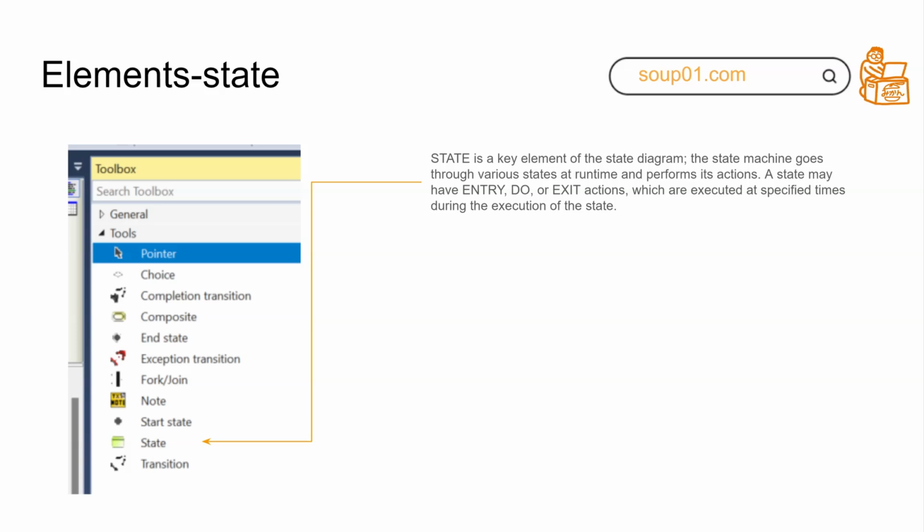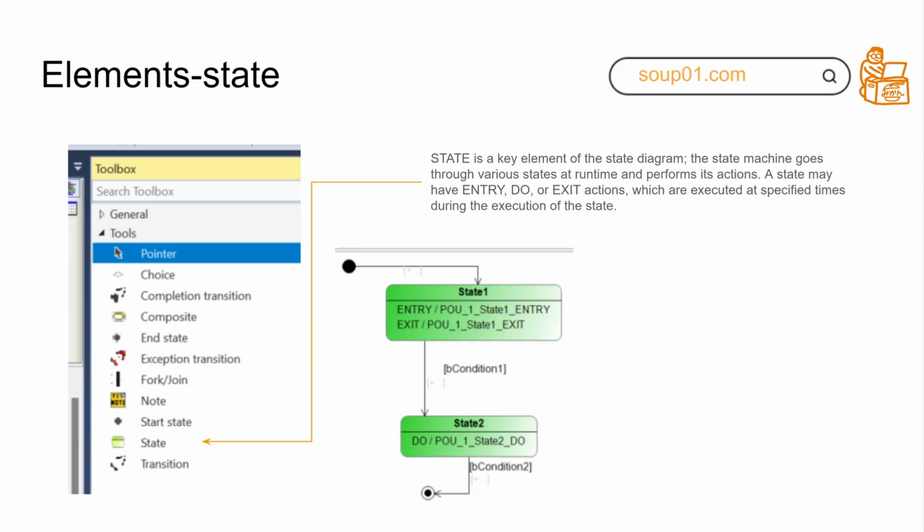The status machine goes through each status at runtime and performs its actions, and a status can have 3 types of actions, called entry, do, and exit, which execute at a specific time during the execution of the status. So for example, here you can see an example of a status. You can see entry. The entry actions can initialize the status; it executes one time if the inputs are switched and the status becomes active.